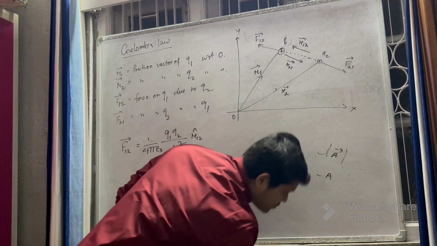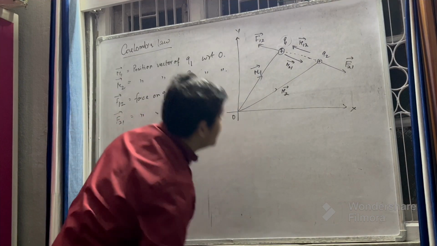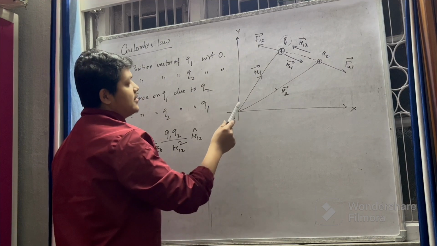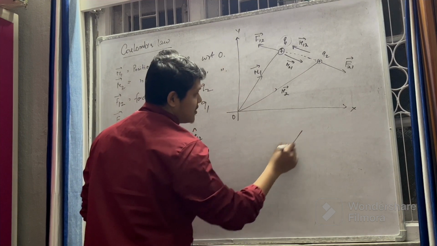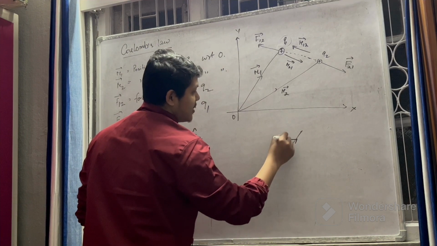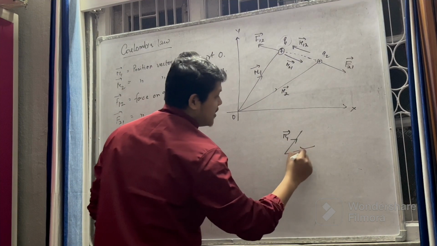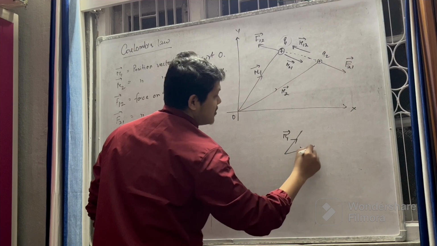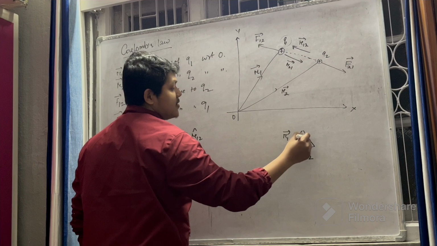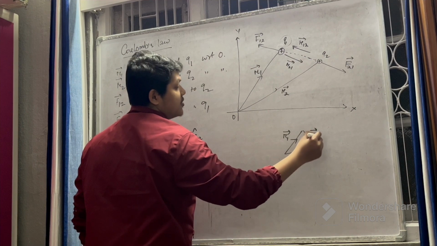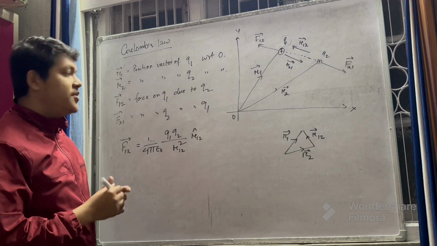Now you see, let us consider this triangle, this one, right? Suppose this is the R1 vector, and this is the R2 vector, in this direction, right? So now let us take R12. This vector is R12. Now let us apply the triangular law of vector addition.